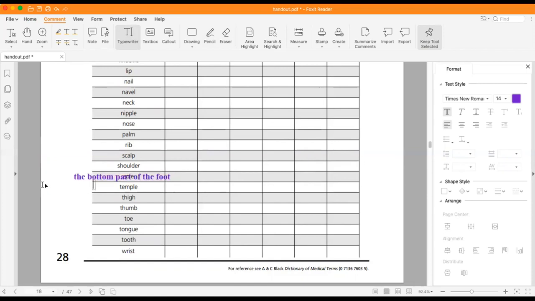And we have the word temple. What is the meaning of temple? The temple is the side of the head behind the eyes, all right? The side of the head behind the eyes. Okay, so this is for this exercise.